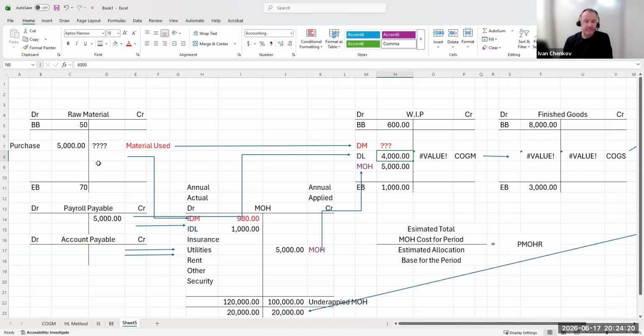Well, there's a lot you can do. First, get the total material used, deduct the indirect material, and get the direct material. That will be one thing to do.